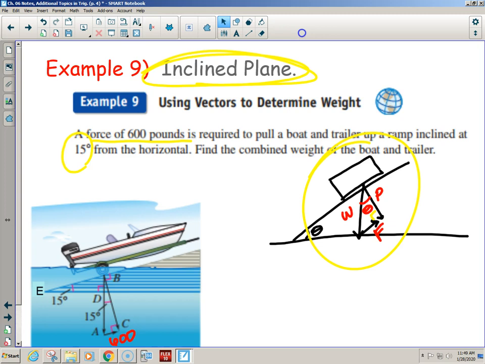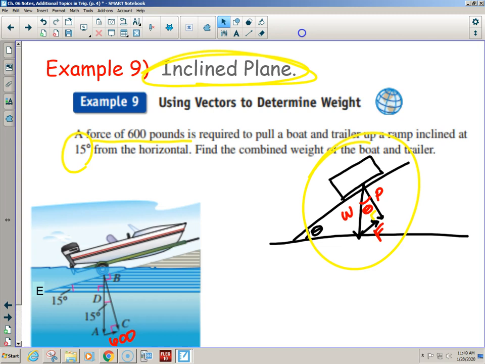Okay, which one did I give you? 85, 91, 96, and 101. Okay, so 96, they're calling F the force to pull. Good, I labeled it F. They're calling W the weight, which is the force of gravity, the combined weight.